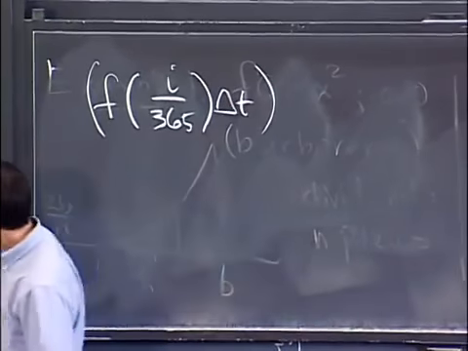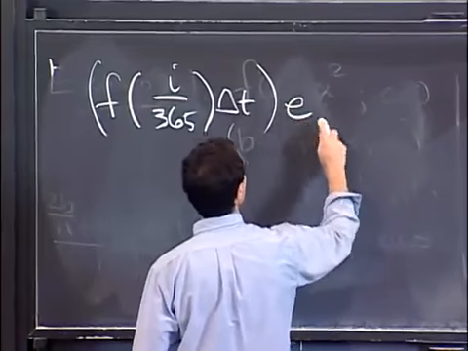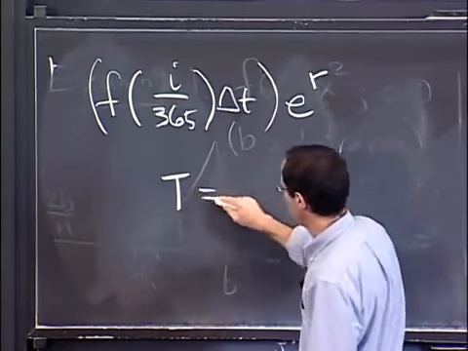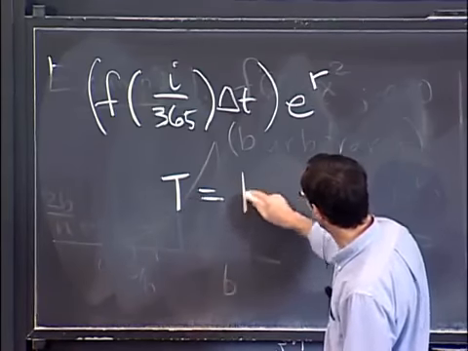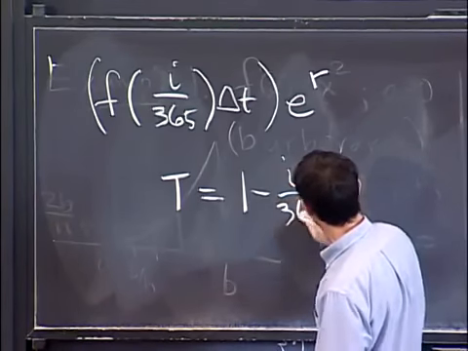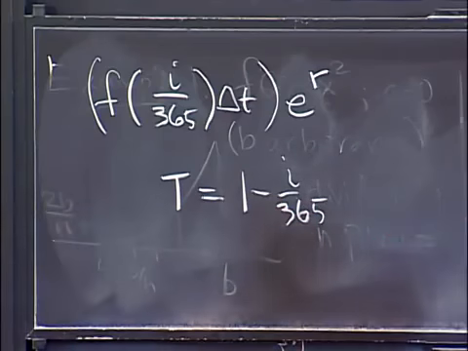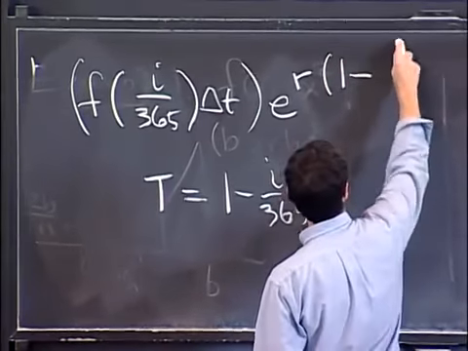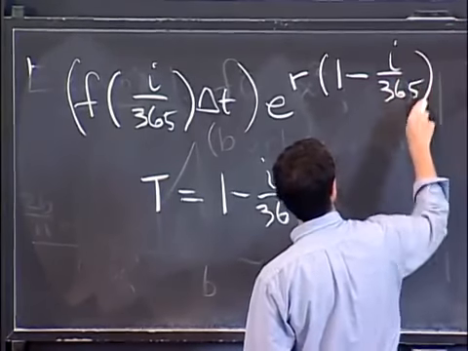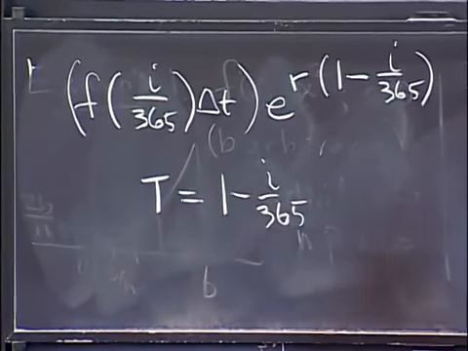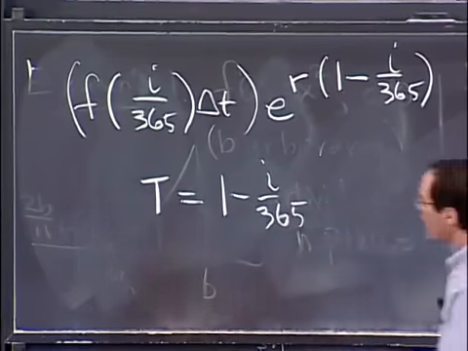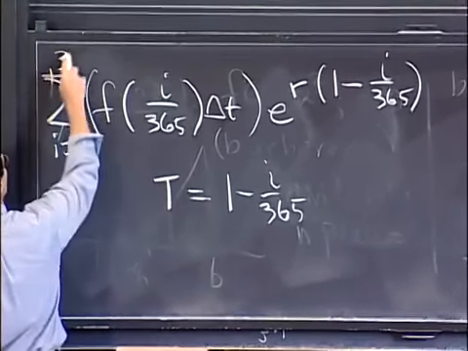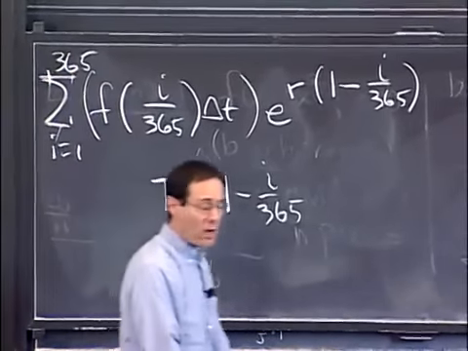But now you owe more at the end of the year. You owe e to the power r times the amount of time left in the year. So the amount of time left in the year is 1 minus i over 365, or 365 minus i days left. So this is 1 minus i over 365. And this is what you have to add up to see how much you owe.